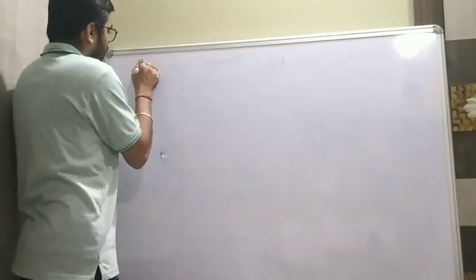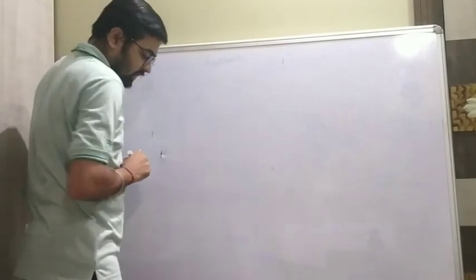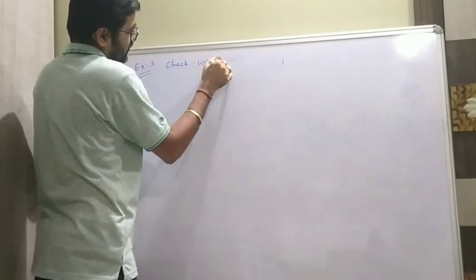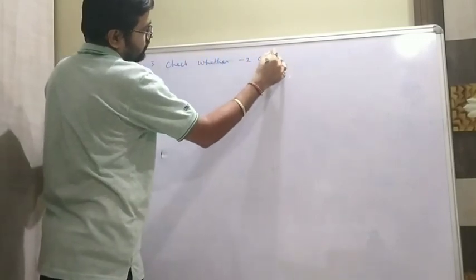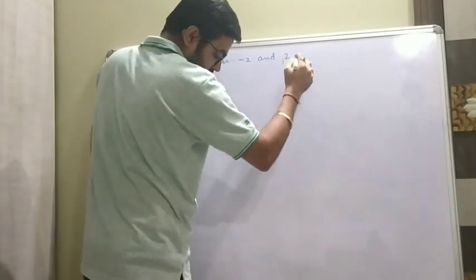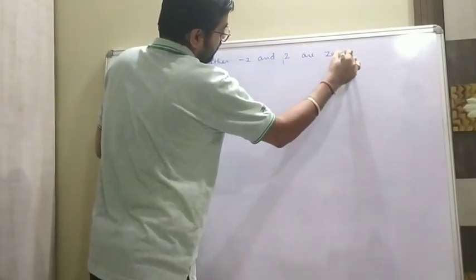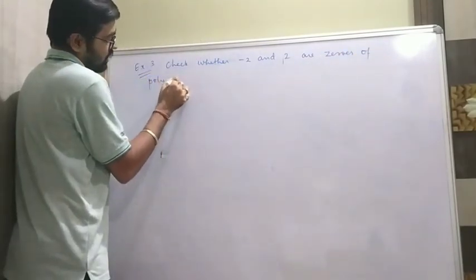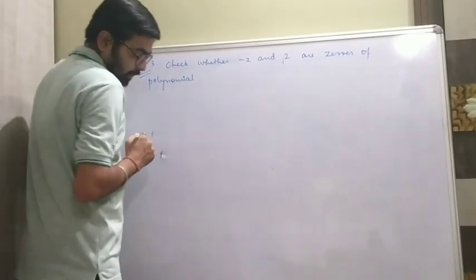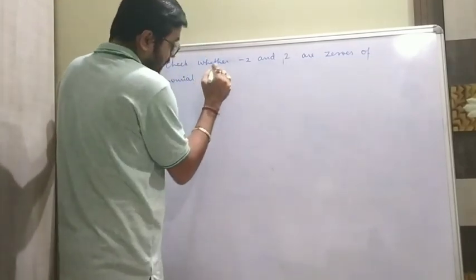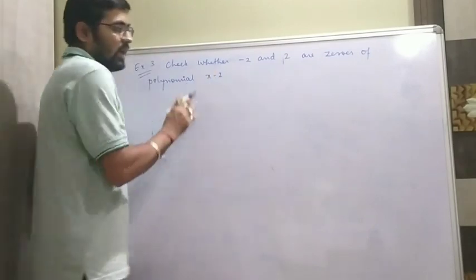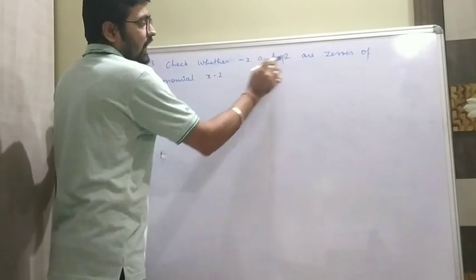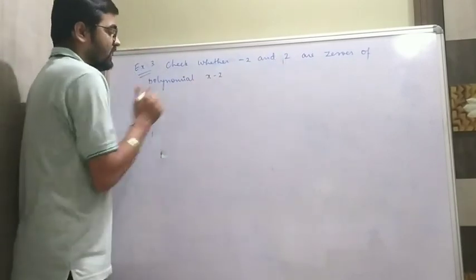So let's go for example number 3. What is given? Check whether minus 2 and 2 are zeros of the polynomial x minus 2. So we have the polynomial x minus 2. We want to check minus 2 and plus 2. Are these two the zeros of the given polynomial?